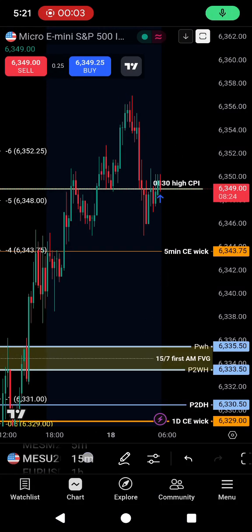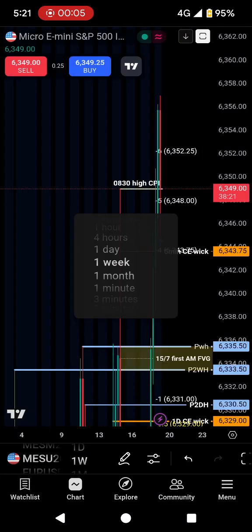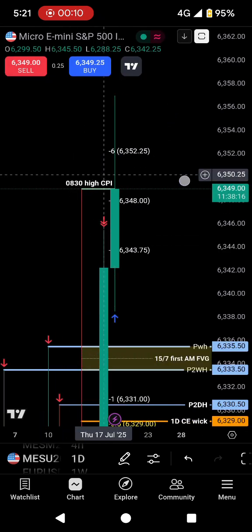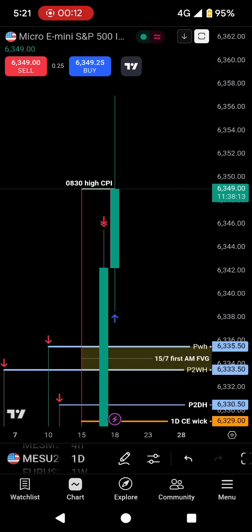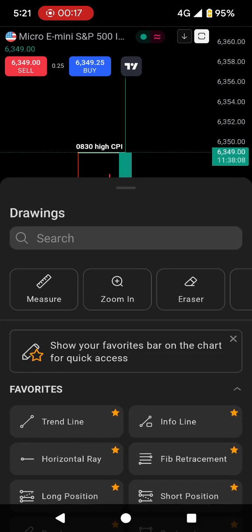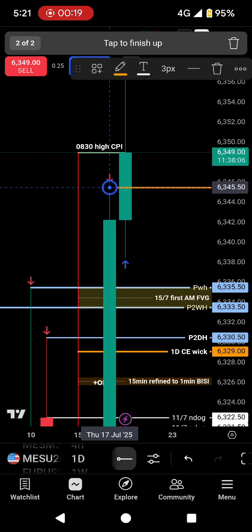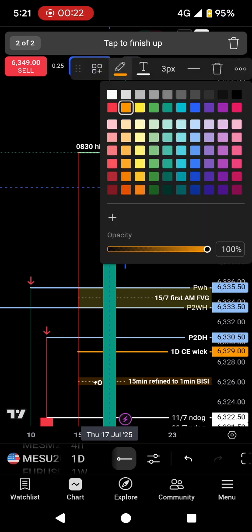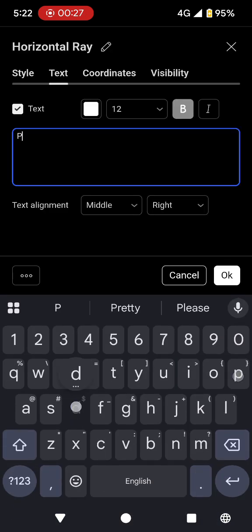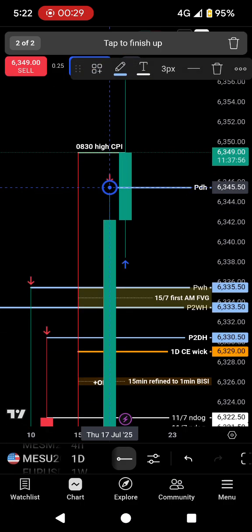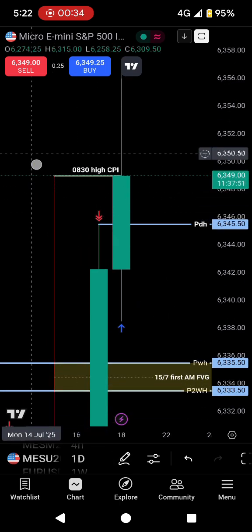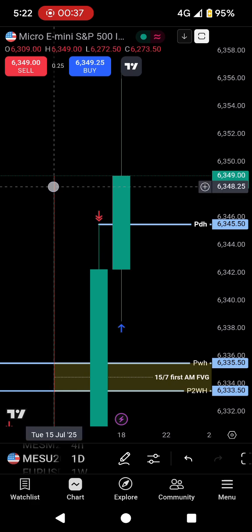Okay guys, so this is the 15-minute chart, and let's go to the daily chart. You can see we cleared the CPI 830 high. So now the draw to the downside will be this previous day high, PDH. Okay. Previous day high, and we are below the 830 CPI high.